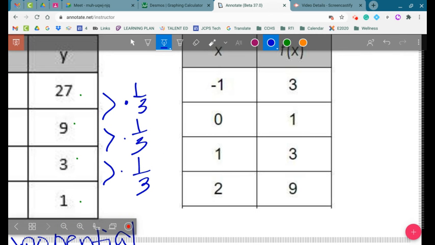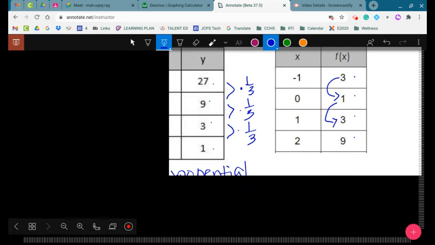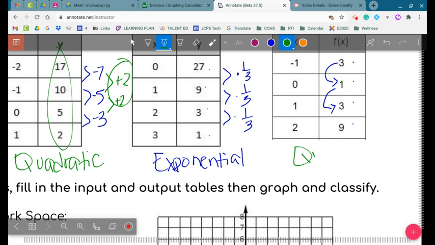And then the last one, we go 3, 1, 3, 9. So if you guys see, we went to 1, and then we went back up. So this one would be quadratic.